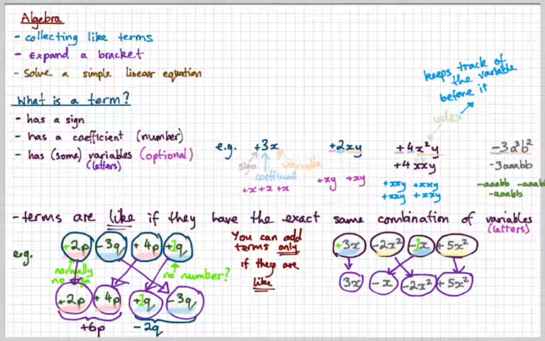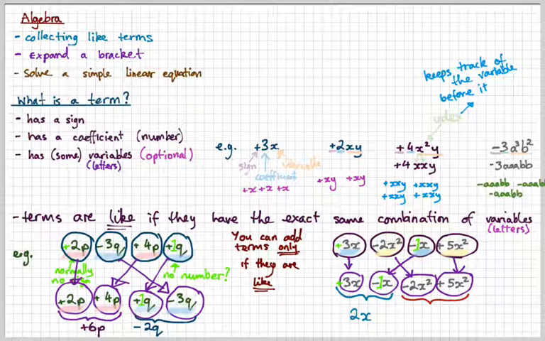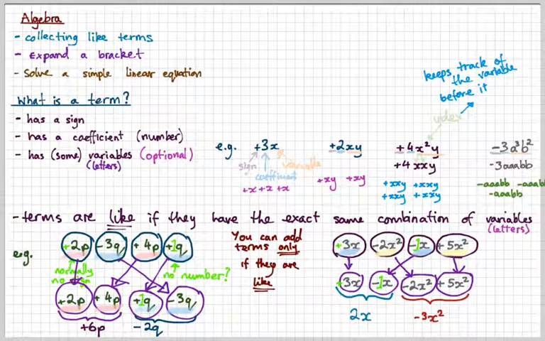So we can add the like terms. If we have plus 3x and minus x, we're going to get 2x. Minus 2x squared plus 5x squared, that will take us to plus 3x squared. So what we've done there is we've added terms that are like. We can't do anything with 2x and 3x squared because you can only add terms if they are like. And these two terms have different combinations of variables, so we cannot add them.